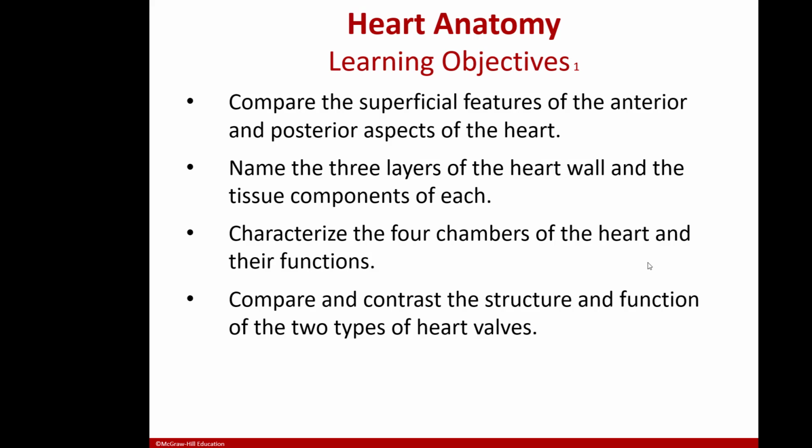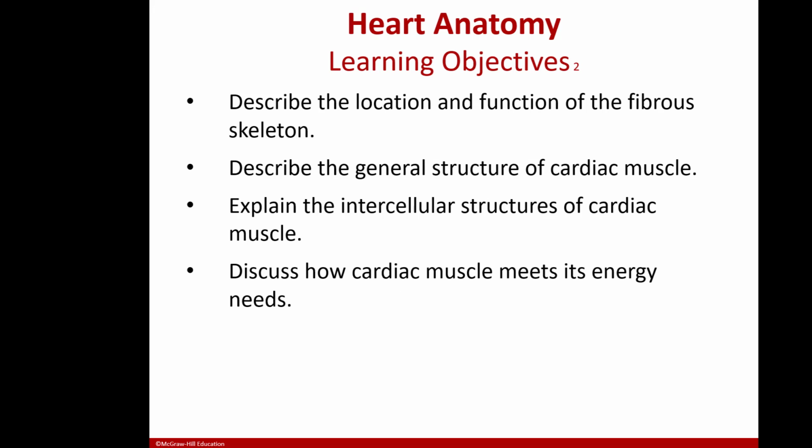Learning objectives are: compare the superficial features of the anterior and posterior aspects of the heart, name the three layers of the heart wall and the tissue components of each, characterize the four chambers of the heart and their functions, compare and contrast the structure and function of the two types of heart valves, describe the location and function of the fibrous skeleton, describe the general structure of the cardiac muscle, explain the intracellular structures of the cardiac muscle, and discuss how the cardiac muscle meets its energy needs.